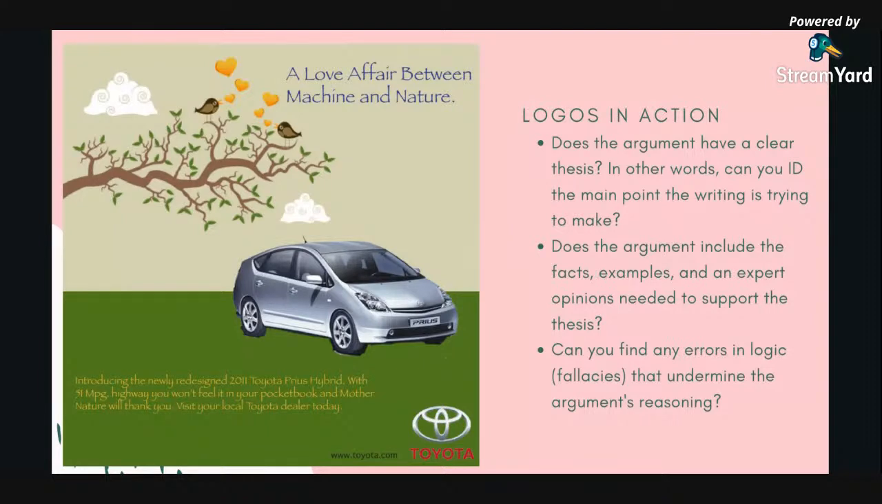Does the argument have a clear thesis? In other words, can you identify the main point the writer's trying to make? So the main point is that this car is newly redesigned, and it's so good. It has a love affair between the environment and it, so that shows basically how friendly it is to the environment.